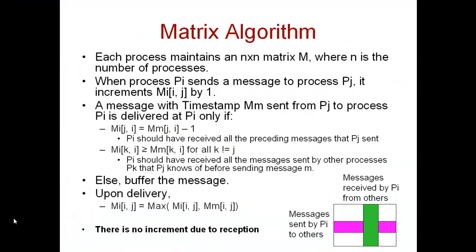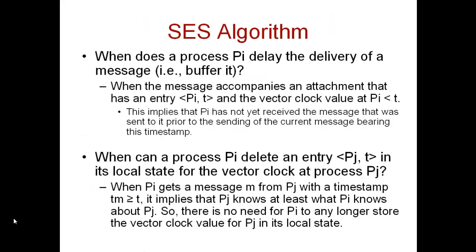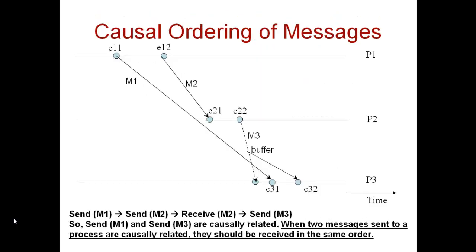Okay, so let's continue with the causal ordering of messages. So this is the third algorithm. Previously we saw the BSS algorithm and the SES algorithm. So again, a brief review of what is causal ordering of messages. In this example, you can see message M1 was sent before M2, and M2 is received at P2, and after that P2 sends message M3 to P3. So the sending of M1 basically happened before the sending of M3. So the delivery of M1 should happen before the delivery of M3. So that's what is meant by causal ordering of messages.